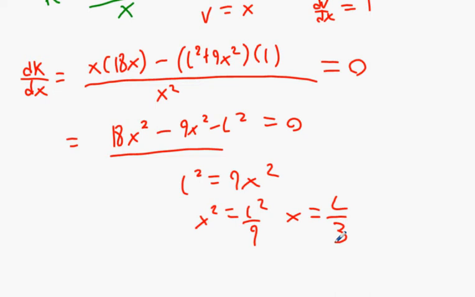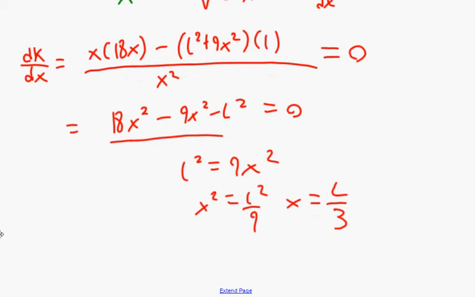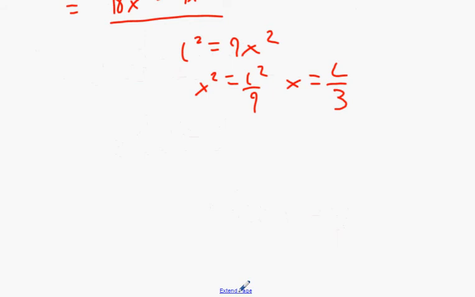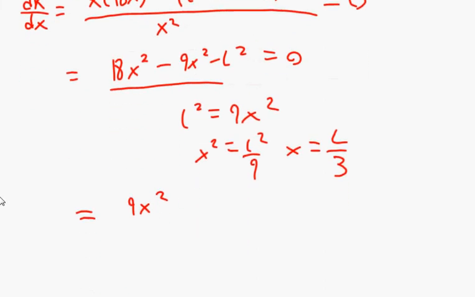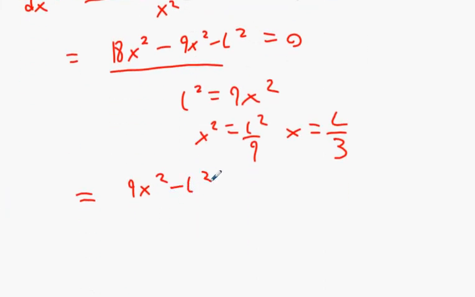There we go. Now, is it a minimum? That's the second derivative of that. Okay? So, did I even put down what the first derivative was? The first derivative was 9x squared minus L squared all over x squared. Okay, I'm going to second derivative this now.